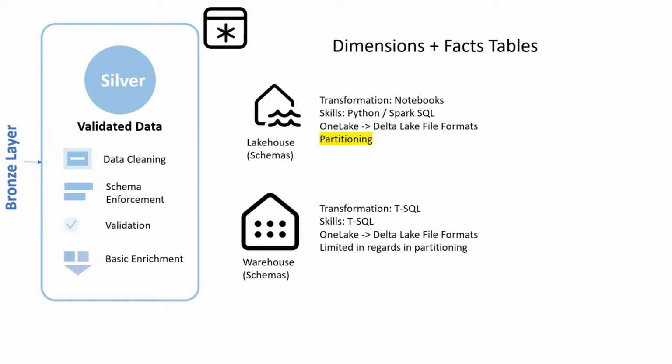So if you try to go and create a table within a warehouse, you don't get the same capabilities in regards to partitioning. And that's super annoying, because I've been in scenarios where I had to write into a warehouse and I'm getting consistency errors because there is no easy way of partitioning that information across multiple files within our Delta Lake file format. Something to take into account.